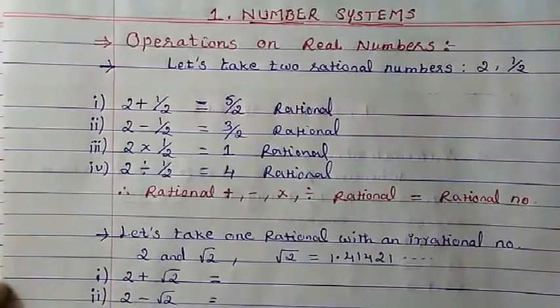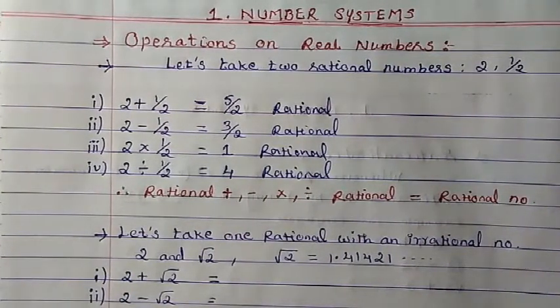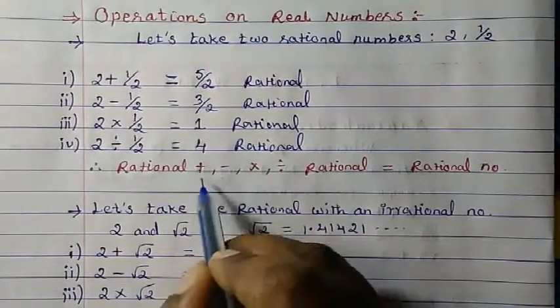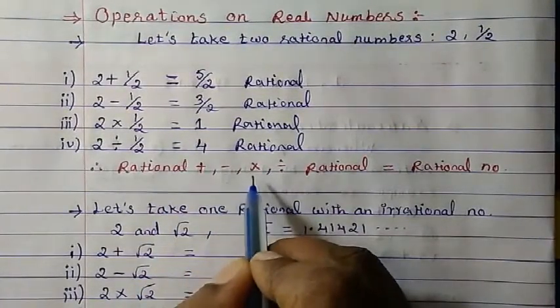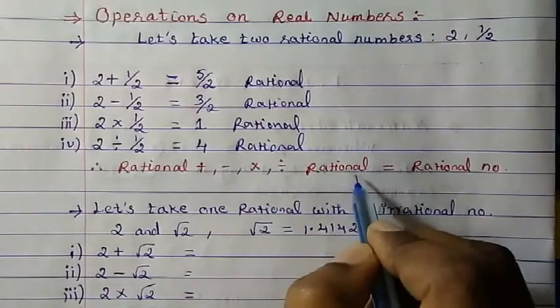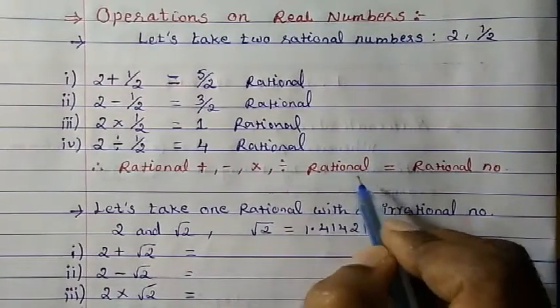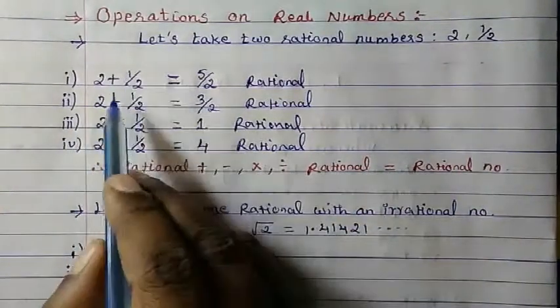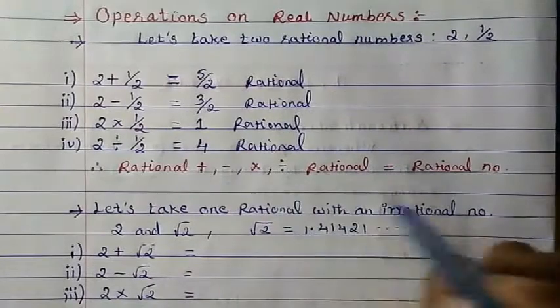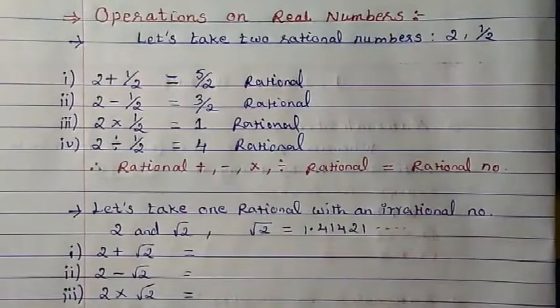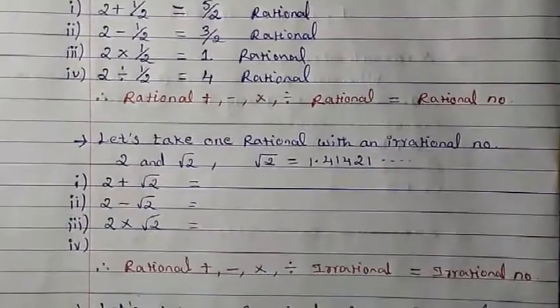rational number. So by this, what do we conclude? We conclude that when we add or subtract or multiply or divide a rational number, except 0, with another rational, then we will get a rational number. So you saw that when we perform the operation, the answer comes as a rational number. So rational with rational, you get rational. So now let's take another.